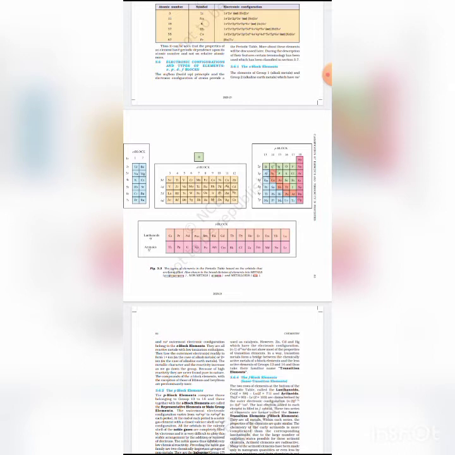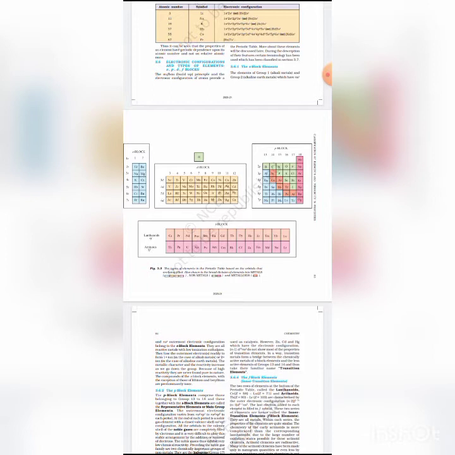Metallic character decreases along a period because it is a result of decrease in atomic size and hence increase in the ionization enthalpy of elements along a period from left to right. Non-metallic character increases along a period because electronegativity of elements increases from left to right in a period, and non-metallic character also increases in the same direction. Okay, so these are the important properties and their variation from left to right across a period.